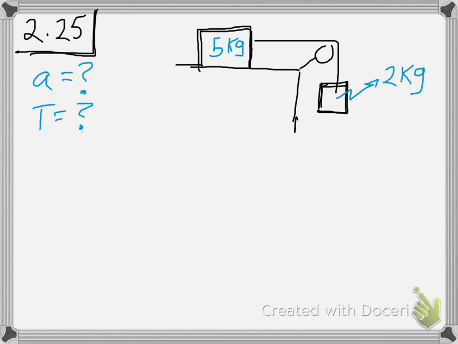The book shows two methods on how to do this. For me, the second method makes more sense. The first method works, but it's a little bit more complicated. I like the second method, so that's the one that I'll choose to use.